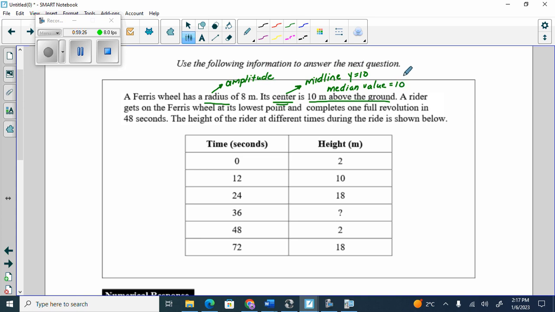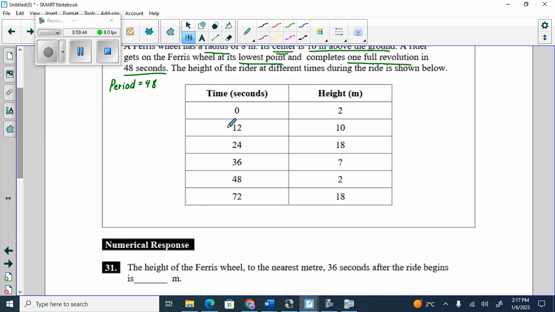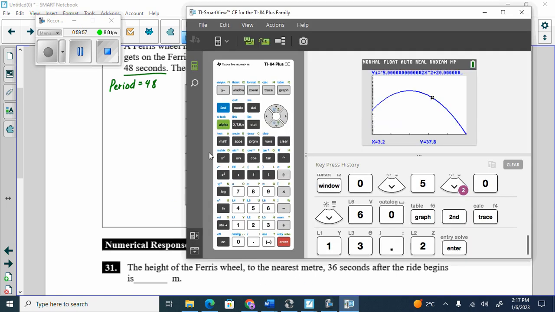A rider gets on the Ferris wheel at the lowest point. That's important. They're not flying them in. And completes one revolution in 48 seconds. One revolution is the period. And this would actually be enough to get the equation if we had a C value given to us, but they're nice and they give us the entire table. So we're going to type that in. The height of the Ferris wheel to the nearest meter, 36 seconds above the ground. It's a Ferris wheel. It's a sinusoidal function. So we're going to find a sinusoidal regression.